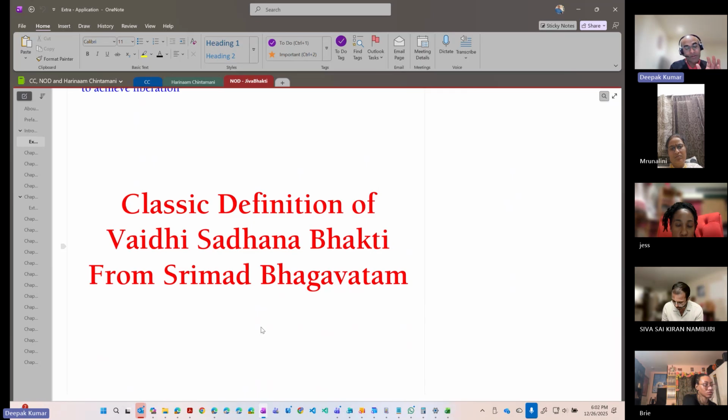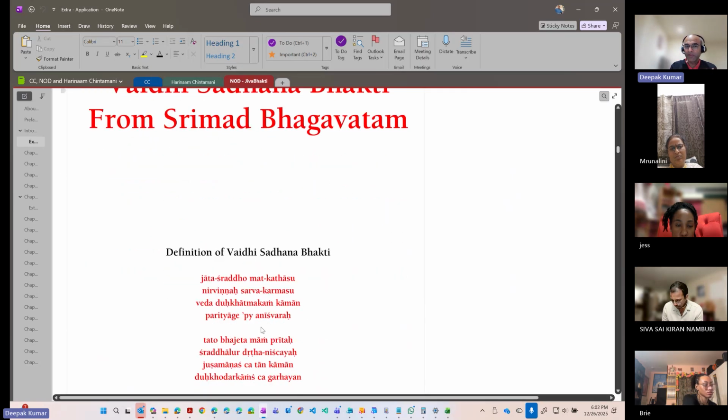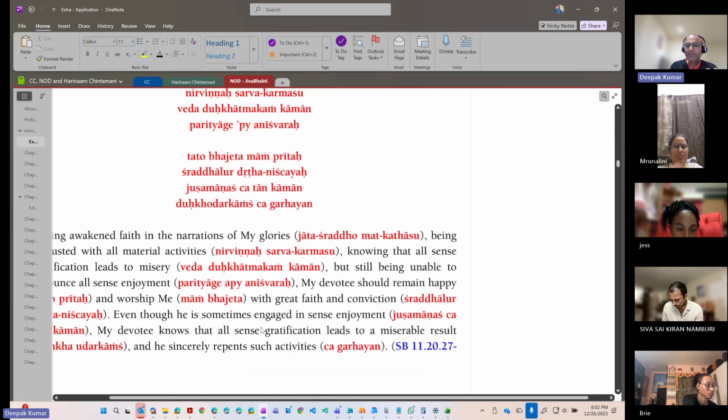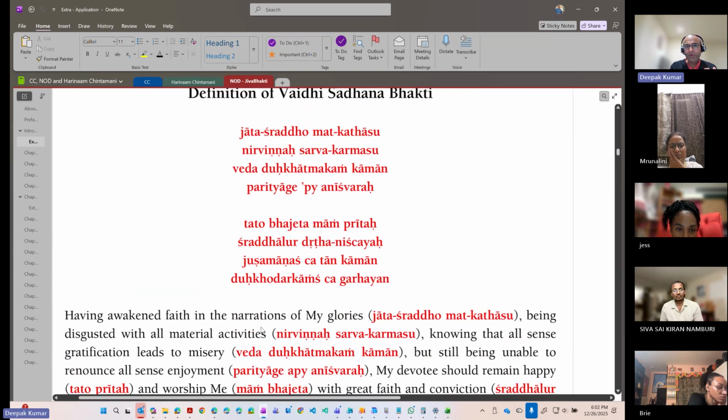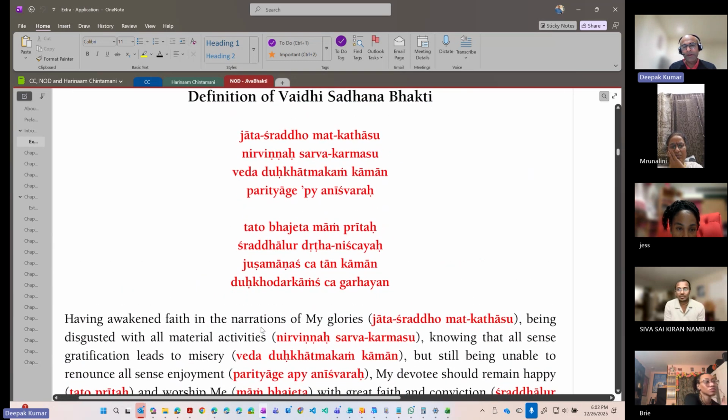And this definition is coming from Srimad Bhagavatam. You all might have seen this verse. If not, you will appreciate this verse very, very well. Okay, Shiva Prabhu, read it, please.